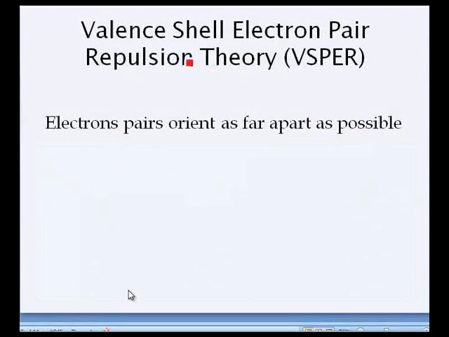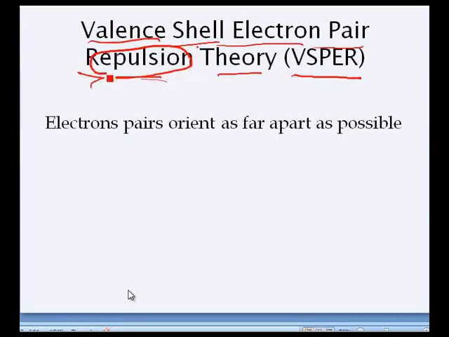The theory that we use to determine what the shape's going to be is called valence shell electron pair repulsion theory. Sounds like a mouthful, and in fact it is. But we call it VSEPR for short. The key term here is repulsion. Alright, so let's take a look at what this means.